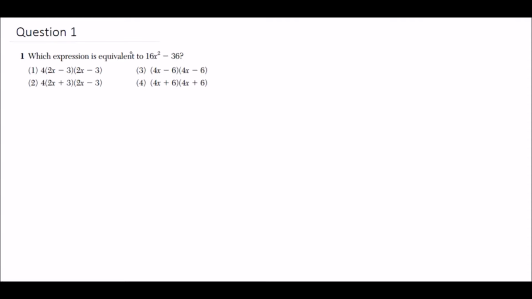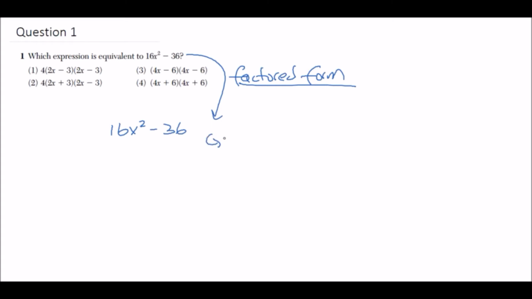And the first question is, which expression is equivalent to 16x squared minus 36? And you'll notice all of the answers are in factored form. Okay. So there's a couple of different ways we can go about this. The first would be to factor our original expression. If we're going to factor our original expression, we're going to first take out a GCF, which in this case would be 4.